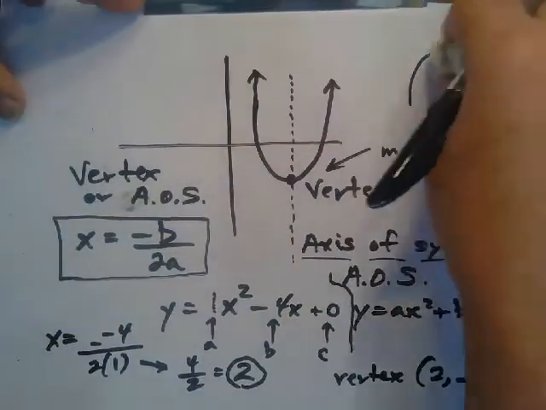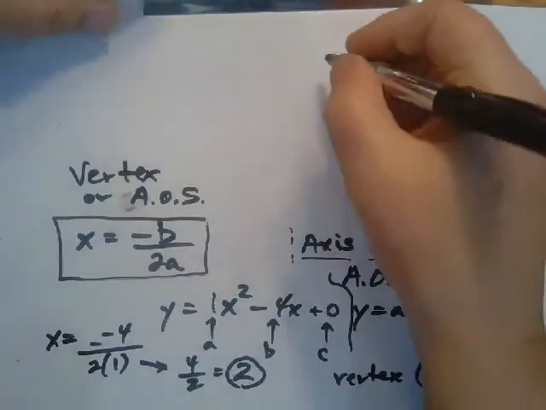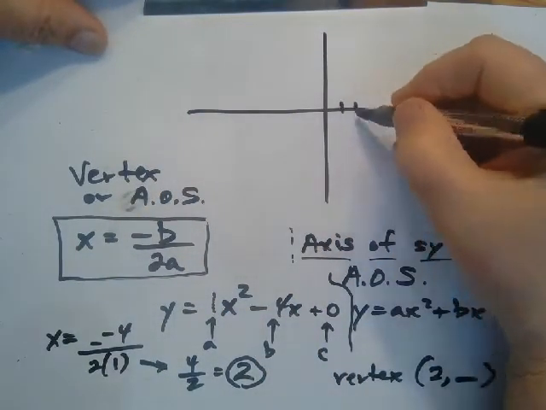So let's graph that, okay? We know that the axis of symmetry is at 2. 1, 2.